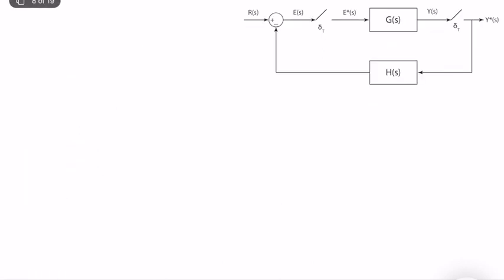Now this is more typical. It's not that typical, but it's a little bit more typical. So we have output Y of t, but we sample it and obtain Y star of s here. Now Y star of s is technically a discrete time signal, but we treat it as a continuous time signal. We have H of s, we have R of s. It still seems to be a continuous time signal. We have an error signal. We sample it, A star of s, G of s, and Y of s.